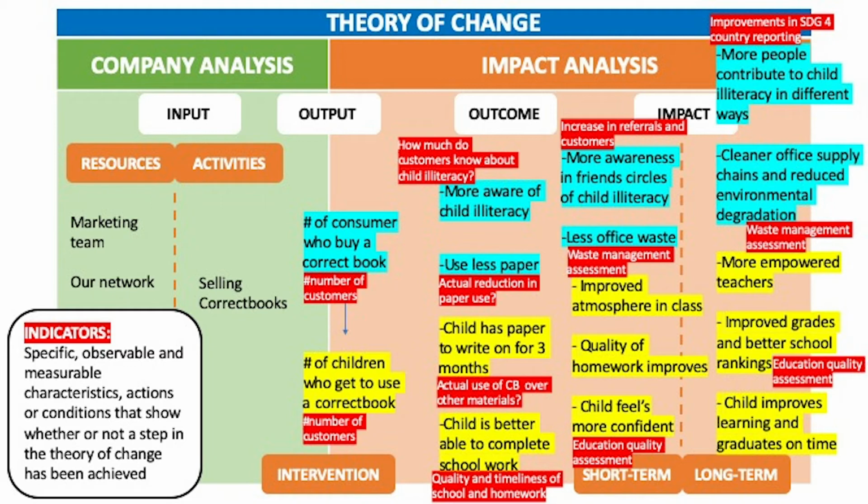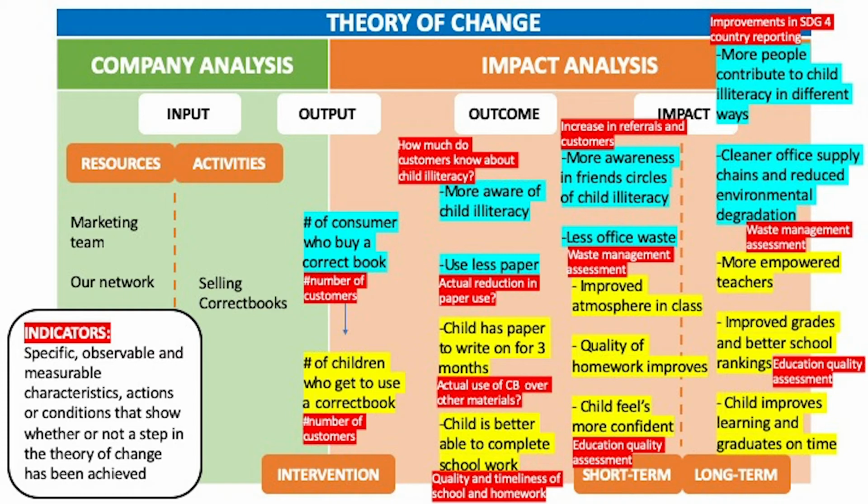What I've done here is I've listed a number of indicators in red next to different outputs, outcomes, and impacts. And I'll go through some examples. So for example, one of the indicators could be a target that you set for the number of customers at the output level that actually buy the CorrectBook. You could say that only if X number of customers buy the book can CorrectBook be a success for social impact. Another example of an indicator can be found at the children level at outcome, where we could actually measure and see if the CorrectBook is being used and if children are using it over other materials.